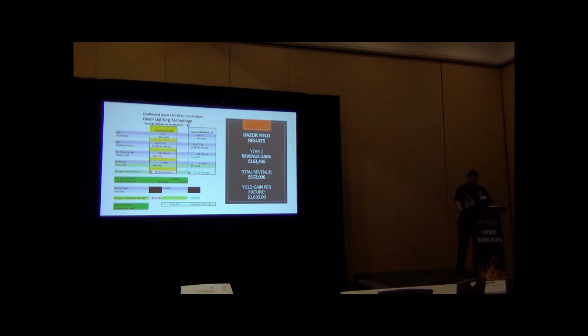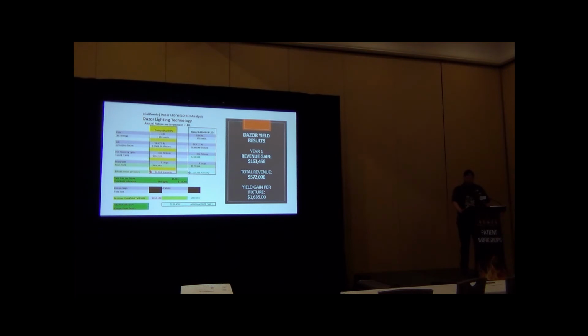And at 100 lights, we're looking at a total profit difference of $163,456. So that's their revenue gain. And their total revenue is $572,096. That's a yield gain per fixture of $1,635. And this is switching HPS to LED.